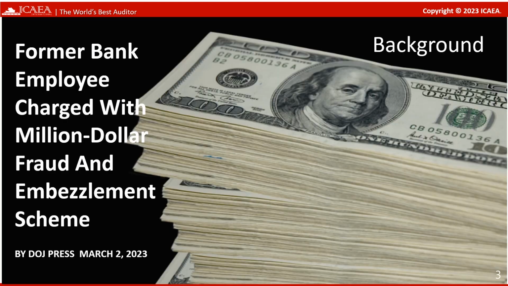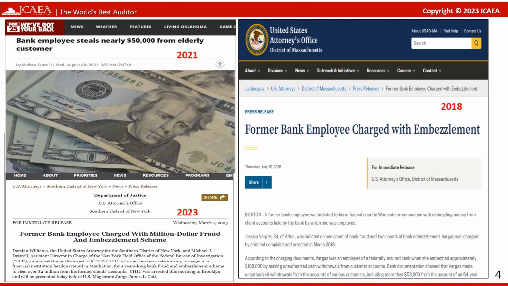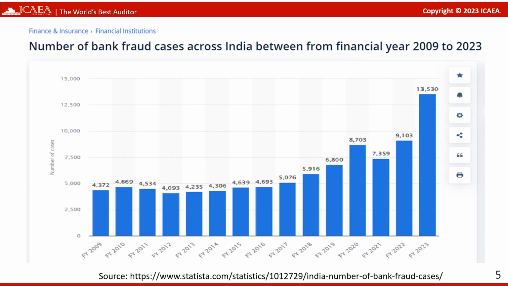Bank frauds happen in many countries. Detecting embezzlement by bank employees is a common need within the banking industry to prevent the fraud. Many efforts have been made to prevent embezzlement fraud, but it still happens again and again. The slide shows some of recent cases in USA. In 2023, the Reserve Bank of India, RBI, reported a total of more than 13,000 bank fraud cases across India. This was an increase compared to the previous years.